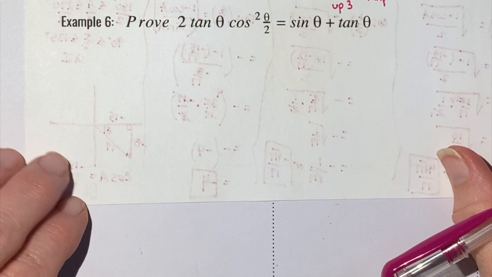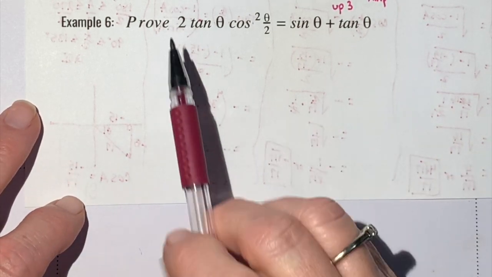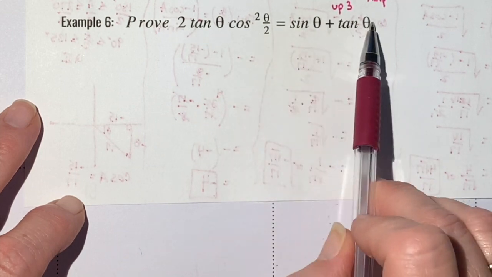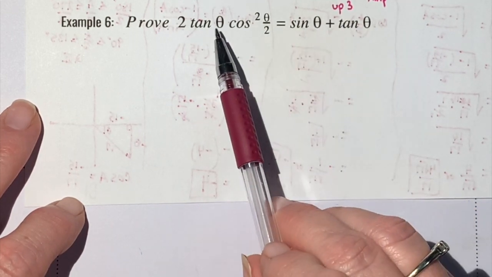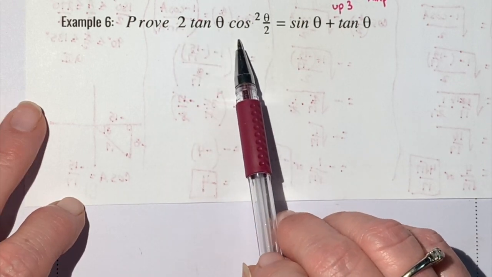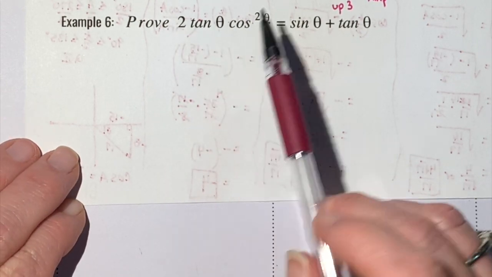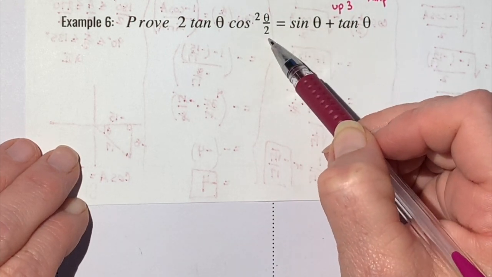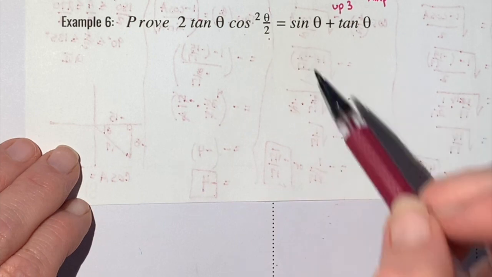All right, example 6 and last example. So this time we are doing another one of our proofs. So we're going to try to prove that this side and this side are equivalent. I am going to start with the left this time. This looks more complex to me. So let me start. Immediately I see a half angle here. So I'm going to go ahead and do a half angle substitution there.